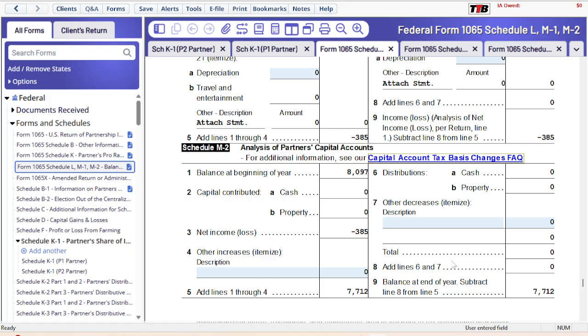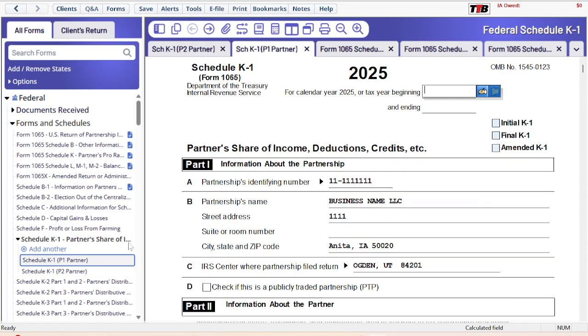Now that we are done with schedule M2, we will move to schedule K1. So how do you complete schedule K1? We are going to click on the first partner here. When you are asking yourself how to complete schedule K1 for your partners, it is completed separately from your form 1065, but it is a part of your 1065, an attachment, excuse me, to your 1065.